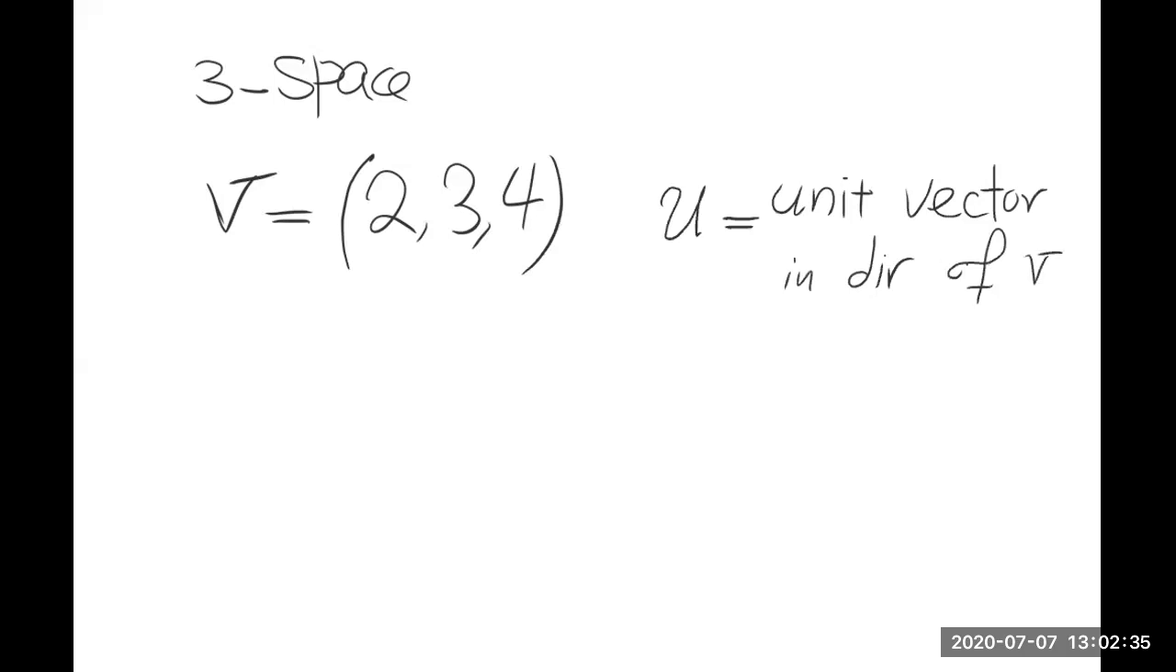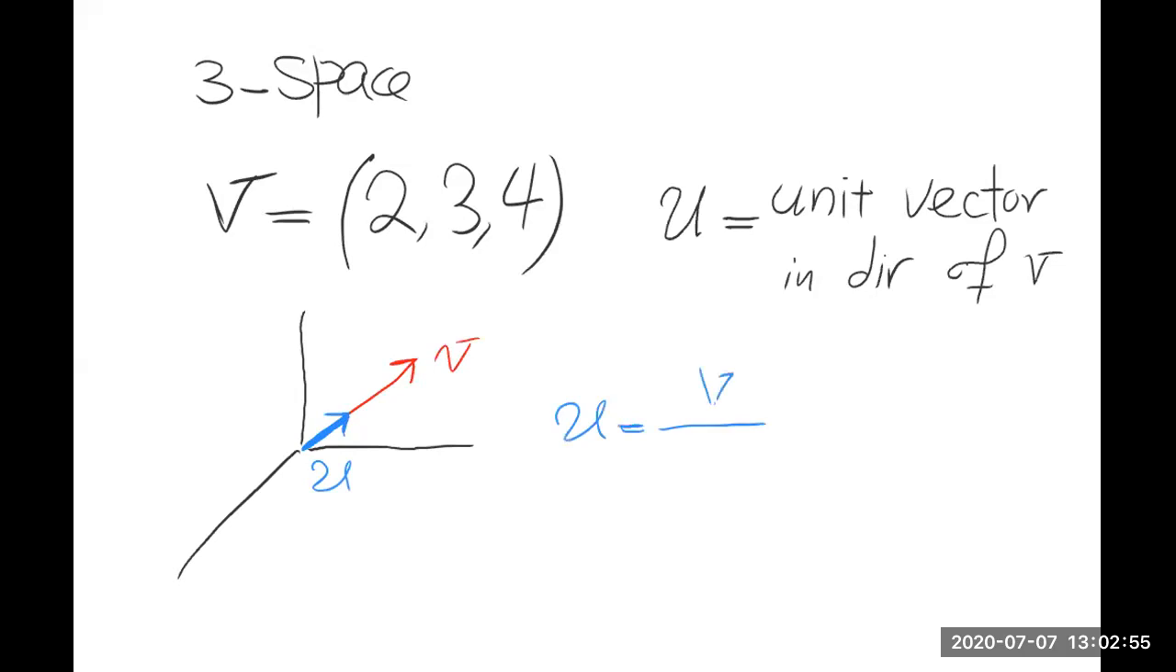It means look at the three-dimensional space, look at the vector V, say it's something like this. The unit vector in direction of V means it's in the same direction, but its length is 1. And the formula for finding U is the same thing. Divide V by its length.